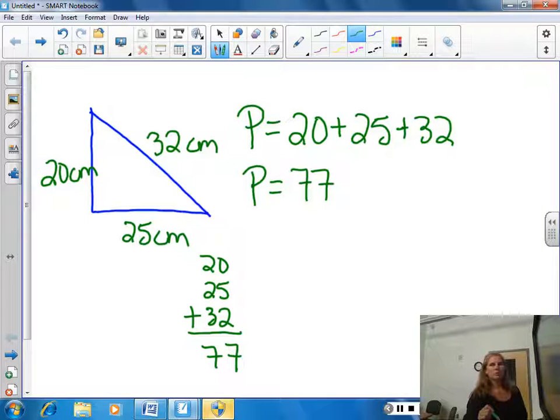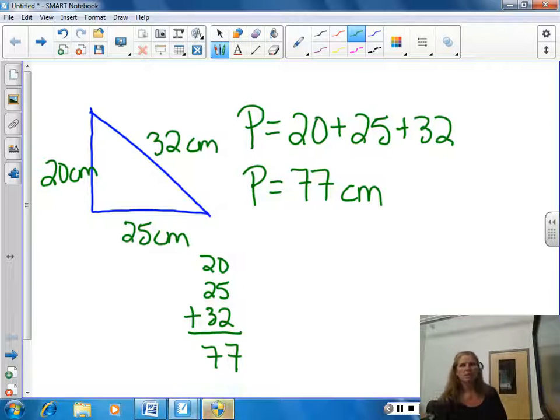Then I have to put the units, and the units in this problem were cm, which is centimeters. In later classes, you'll talk more about units and what that means, but centimeters are a metric unit similar to our inches. It takes 2.5 centimeters to make an inch, so it's shorter than an inch. But it gives you the idea that it's just a unit of measurement. That's finding the perimeter of a triangle.